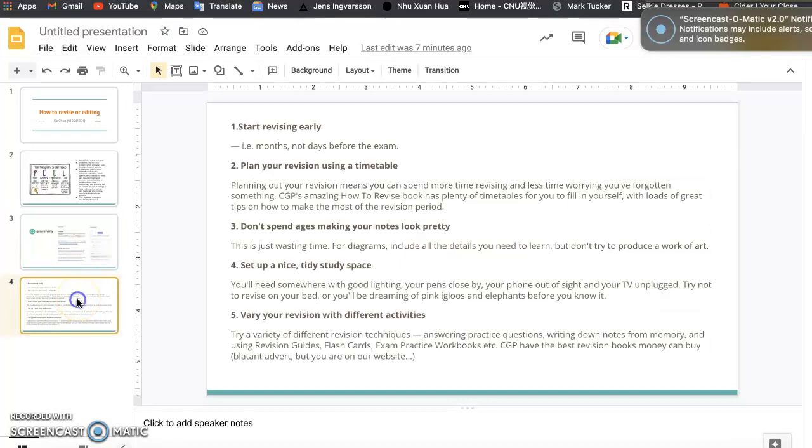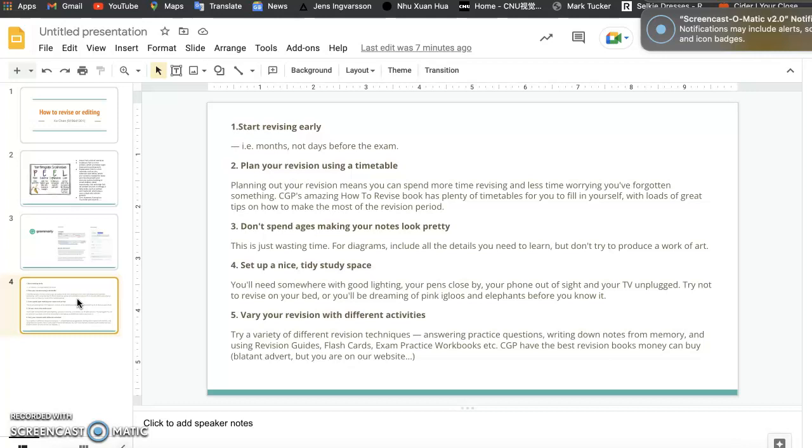Yeah, and finally, I want to give 5 tips for revising. So firstly, start revising early, like for months, not only 2 days before the exam. And secondly, you should plan your revision using a timetable. Planning out your revision means that you should spend more time revising and less time worrying you have forgotten.